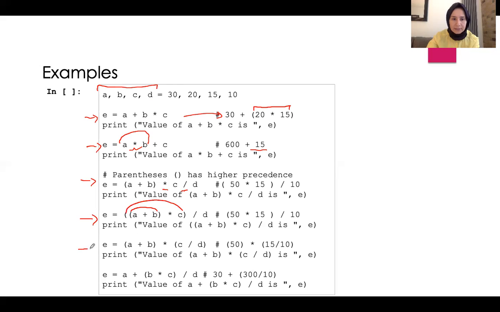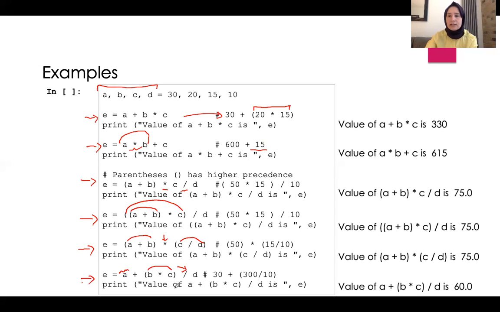In another example, we have the parentheses. This parenthesis should be done first, then the multiplication should be done next. In the final example, again, we have the parenthesis. This has to be done first, then the division, then the addition. When you run this piece of code, those are the results you will get, and you can try them all one by one on your computer.